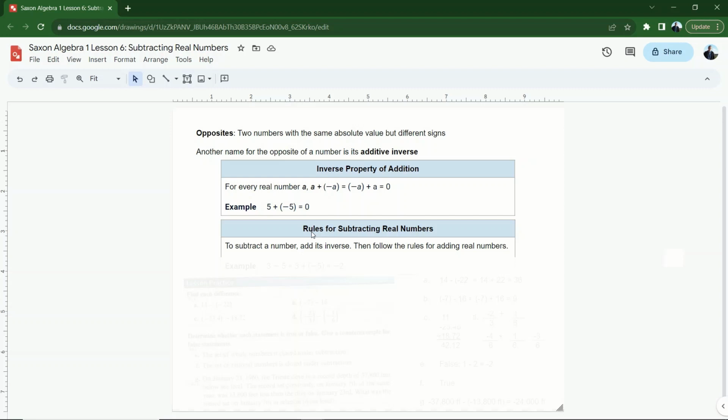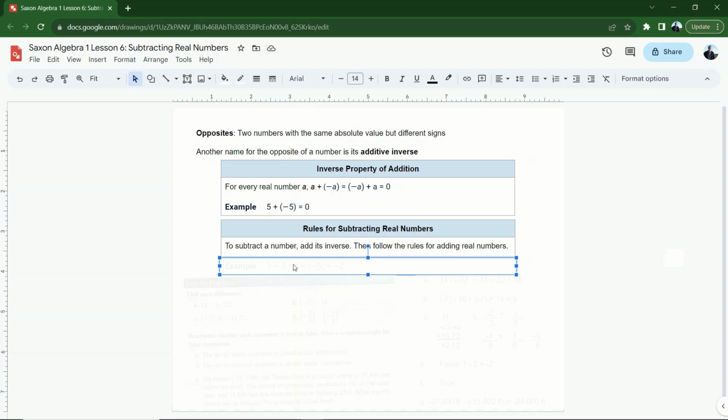When I add two numbers that have different signs, I find the difference between the two numbers, and then I keep the sign of the number that had the greater absolute value. Okay, so we have those rules for adding numbers. Subtracting is the exact same thing. We add the inverse and we just follow those rules.